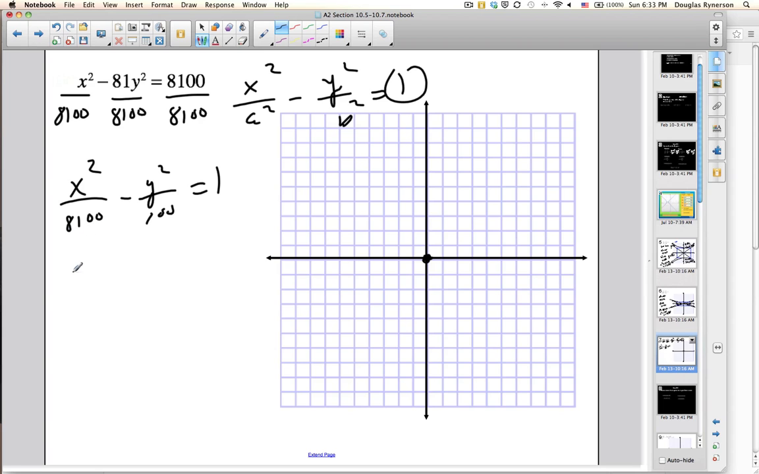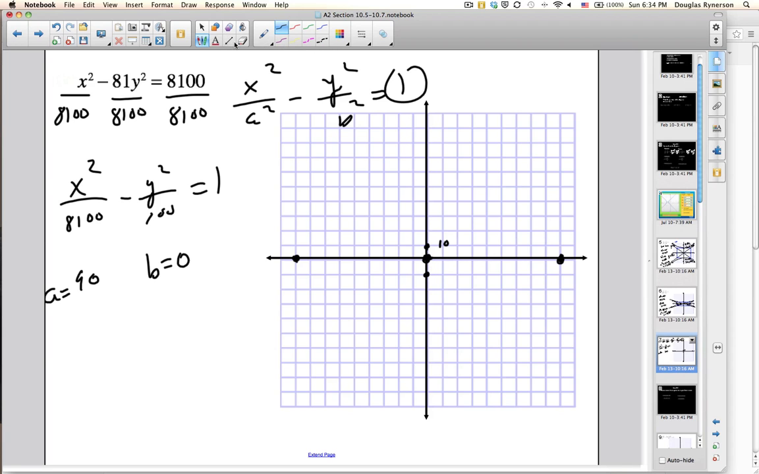The square root of 8100 is 90. And the square root of 100 is 10, so b is equal to 10. So horizontally I'm going to move 90, all the way up to here, and vertically I'm going to move 10. So this is a very, very flat box.